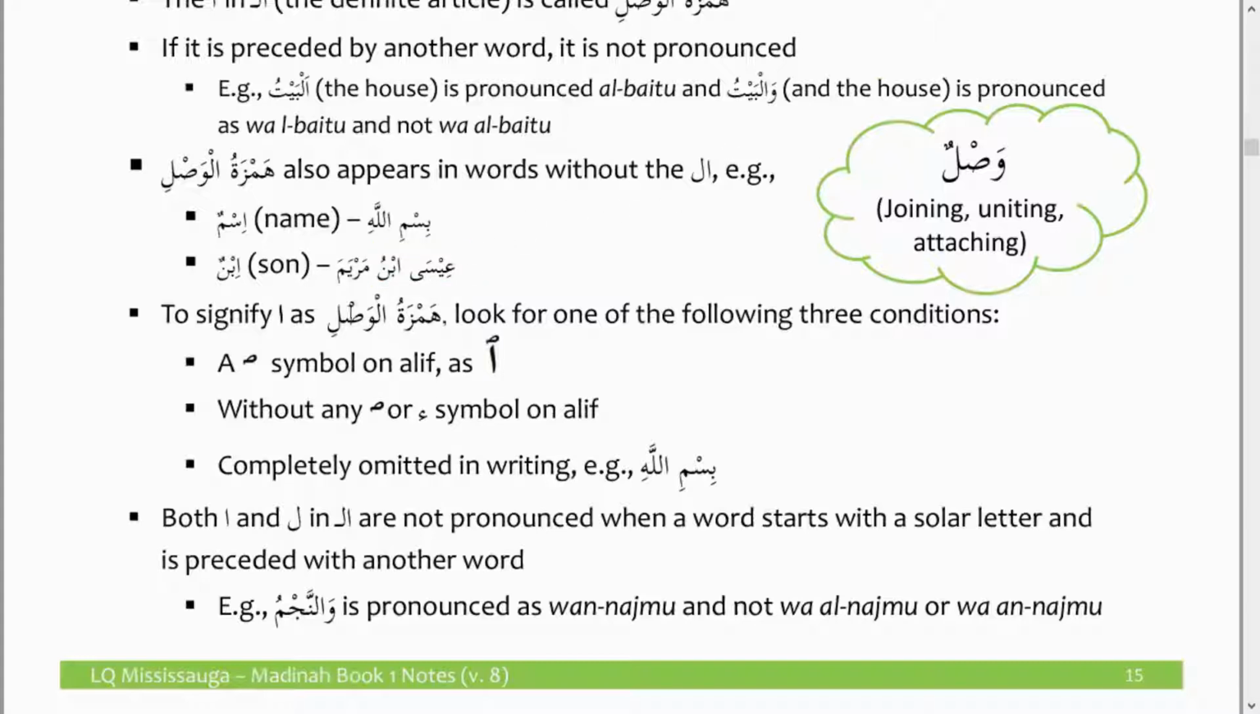Inshallah. To signify the Hamza as Hamzatul Wasl, sometimes there are three conditions. The first one is you have a small sod, a cut off sod. It is a symbol, written like this in the Arabic Hijazi Mus'haf. That shows that it is Hamzatul Wasl. Or sometimes it doesn't have anything, no symbol at all, like this Hamza here. And sometimes it is completely omitted in writing. In Bismillah, we don't write it at all. So this is Hamzatul Wasl.